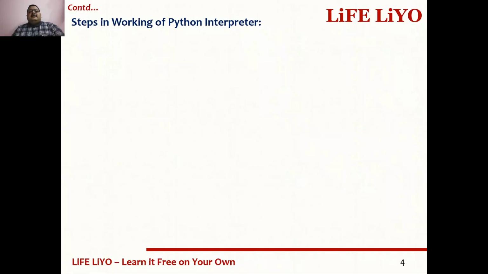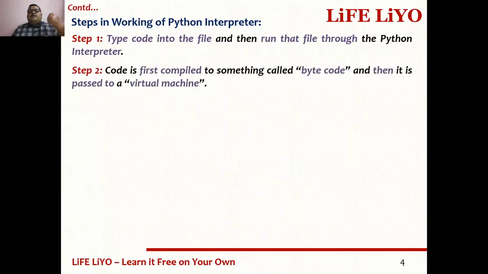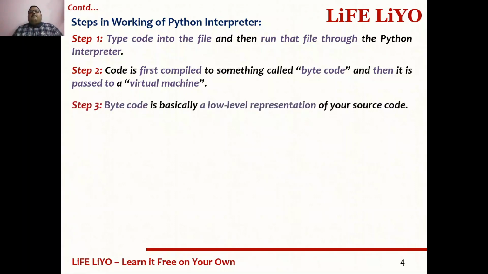Now let us look at it step by step. First we will write the code with the help of an editor, then we are going to save it, and then we are going to run the file through the Python interpreter. Then first the code will be compiled, and that code is called bytecode. Then it is passed to a virtual machine. Bytecode is nothing but a low level representation of your source code, that is simply machine level language code.